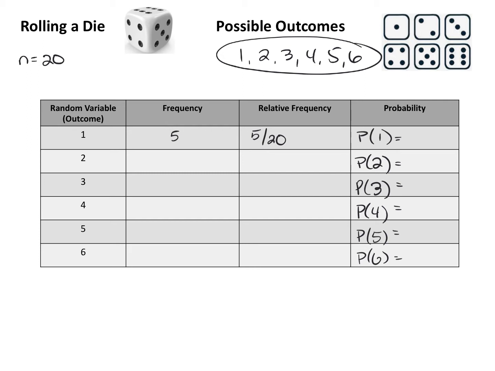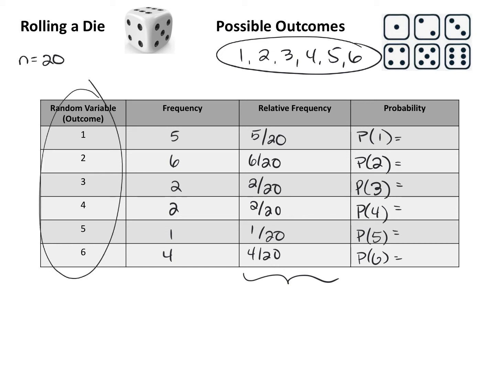When I rolled the die, two showed up 6 times, so 6 out of 20. A three showed up 2 times, so that's 2 out of 20. Four showed up also twice, so that's 2 out of 20 for its relative frequency. A five showed up once, so that was 1 out of 20 rolls. And a six showed up 4 times, so that was 4 out of 20. Now, the third column, the relative frequency column, is also a distribution. It shows me how often each of these outcomes occurred when I rolled the die 20 times. We can also convert these fractions into a decimal, so relative frequency can be displayed as a decimal.